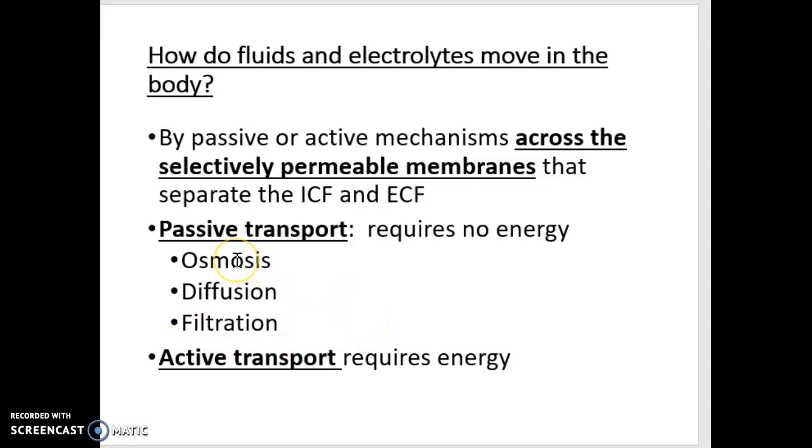Osmosis is the movement of water. Diffusion is the movement of particles or molecules or solutes, all the same thing. And filtration is what happens with hydrostatic pressure and osmotic pressure. Osmotic pressure has to do with the fluid staying in the blood vessels and not leaking out. And hydrostatic pressure has to do with the fluid leaving the blood vessels and going into the capillary bed.